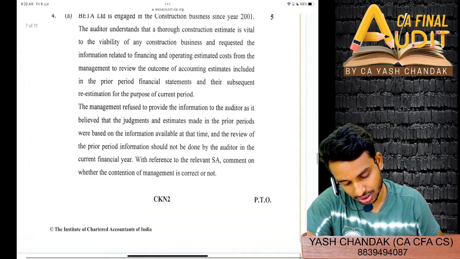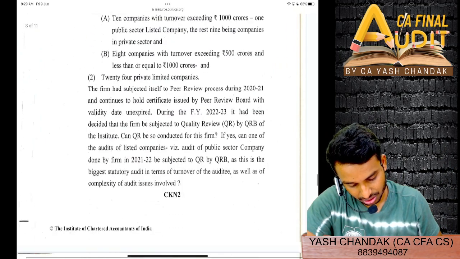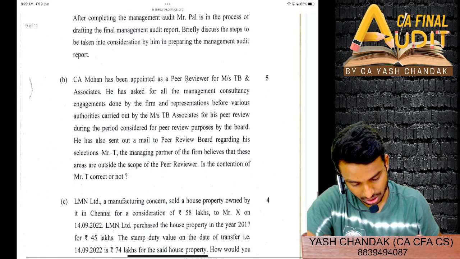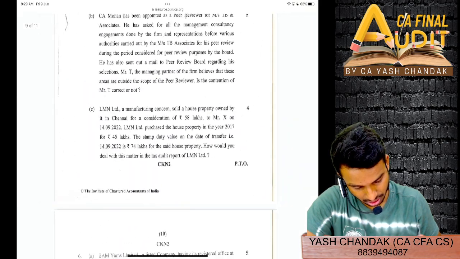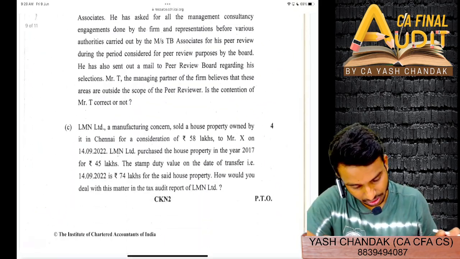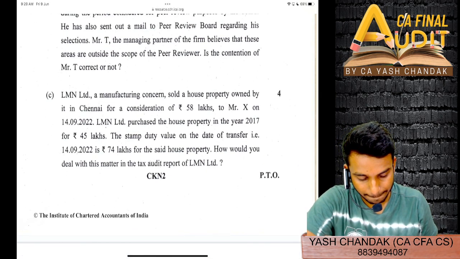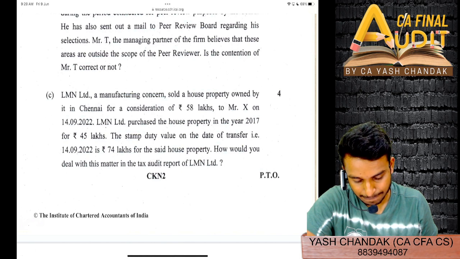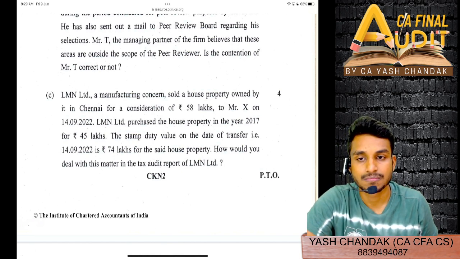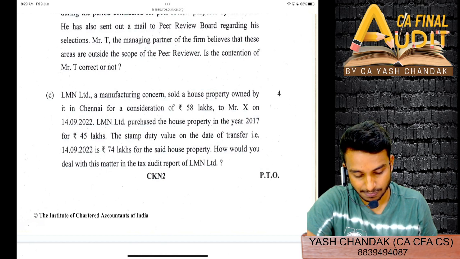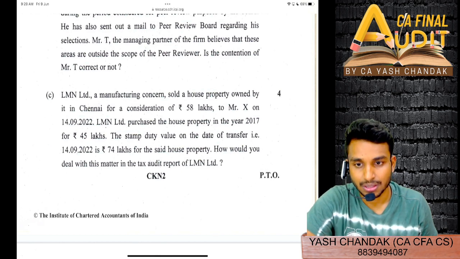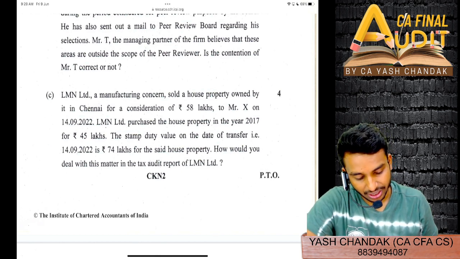So this was the only question that was asked. Yeah, this was a tax audit question for 4 marks. Tell me the clause number. Savanthi. Clause 17, right?